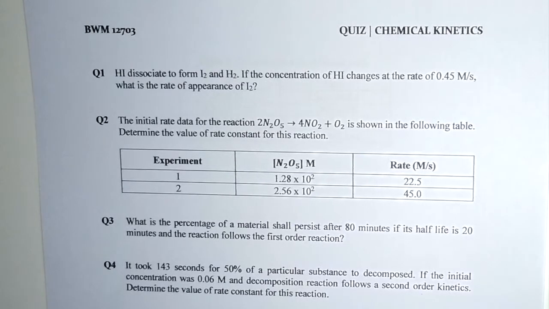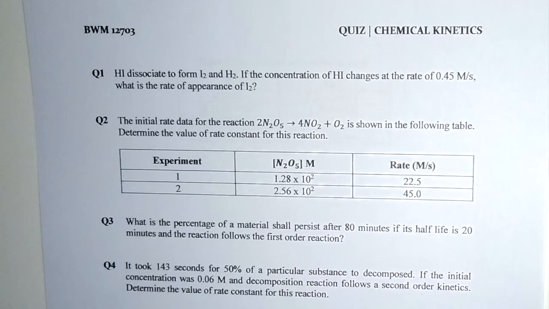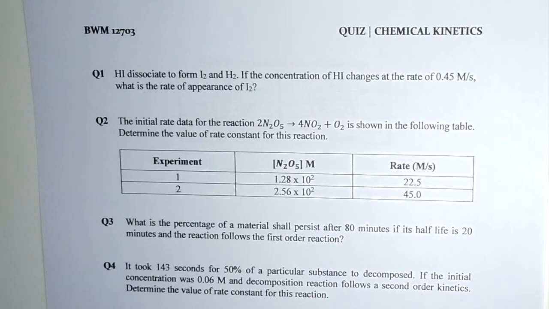Question number 1: hydrogen iodide dissociates to form iodine and also hydrogen gas. If the concentration of the HI changes at the rate of 0.45 molar per second, what is the rate of appearance of the iodine? So when you get this kind of question, the first thing that you need to do is write the balanced equation.